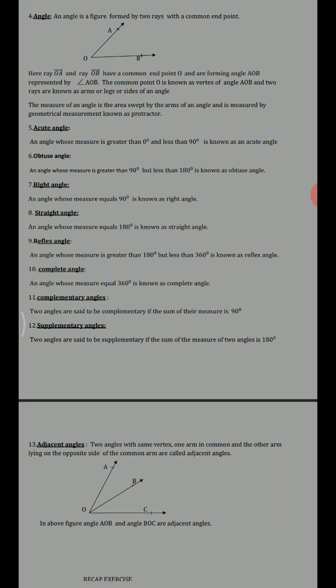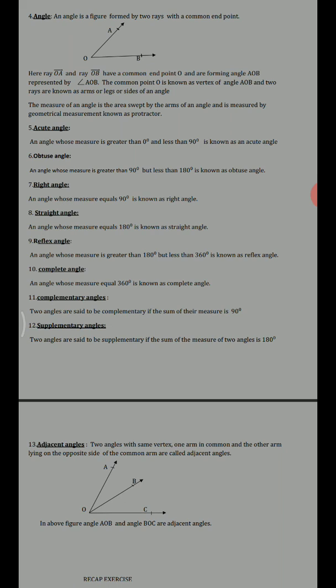Now there are something else. They are important. 11 point, complementary angles. Whenever we add two angles, if their measure adds up to 90 degree, we can say that they are complementary to each other. Suppose if we have one angle as 40 degree and another as 50 degree, if we add both of them, 40 plus 50 is 90. So we can say that they are complementary angles, and 40 is complement to 50 degree and 50 is complementary to 40 degree.